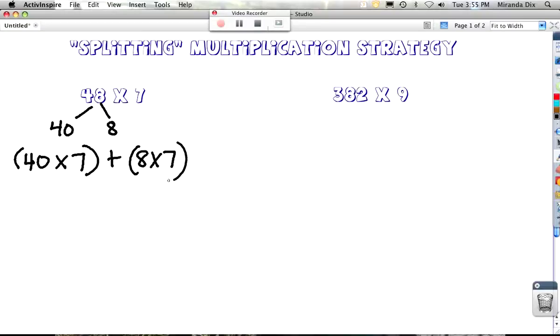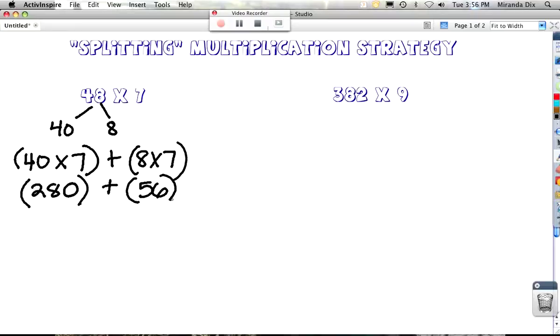Another strategy that children are using right now is that when they see, for example, the 40 times 7, they're saying to themselves, forget about the 0 on the end of the 4 and add it back on later. Or at least we want them to be taking those mental shortcuts. So I look at this and I say 4 times 7 is 28. There's a 0 at the end of the 40, so I'm going to put a 0 at the end of my product. Then 8 times 7 is 56.